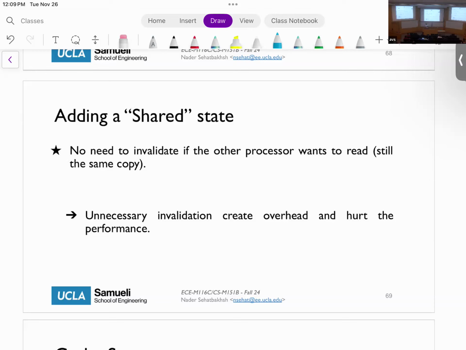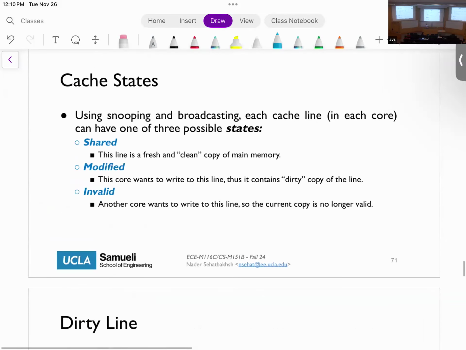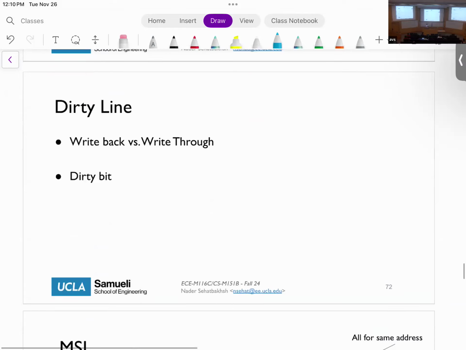If anyone tries to write and update that value, they will issue a write. Everybody else will invalidate, and that core will go to the modified state. And again, if someone else wants to read it after the core has written, the core has to write it back to the memory, and then it goes to the S state, and the other core will also go to the S state. This is what we call the MSI cache protocol.